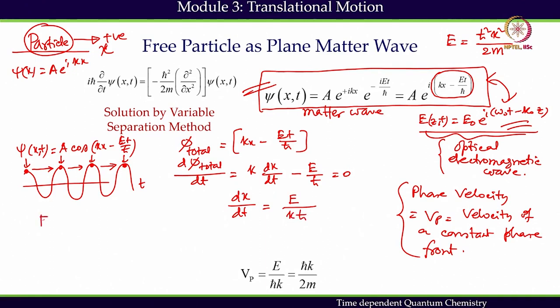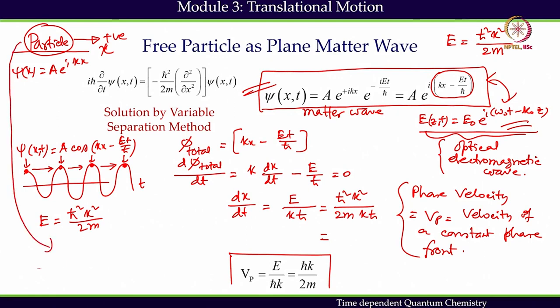We know E equals ħ²k² by 2m. If we plug that in here, I get ħ²k² by 2mħ, which is nothing but this equation. So, we get the phase velocity of the particle. Particle velocity I can get from this wave function.